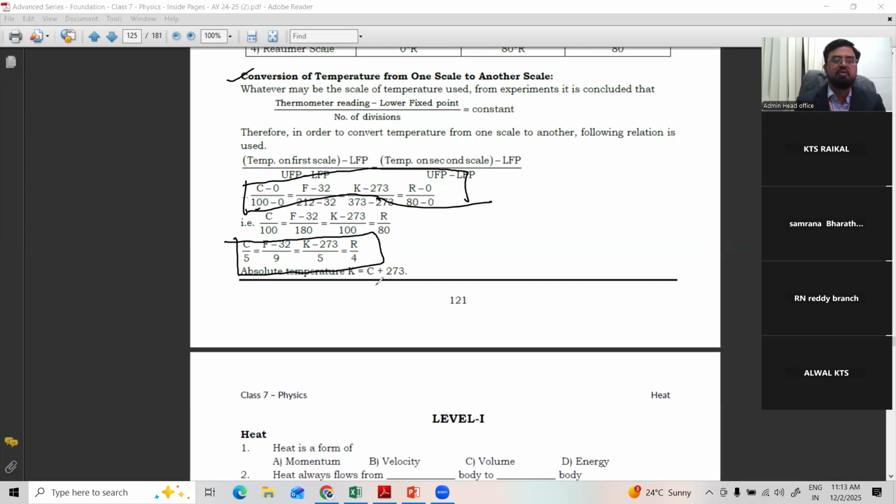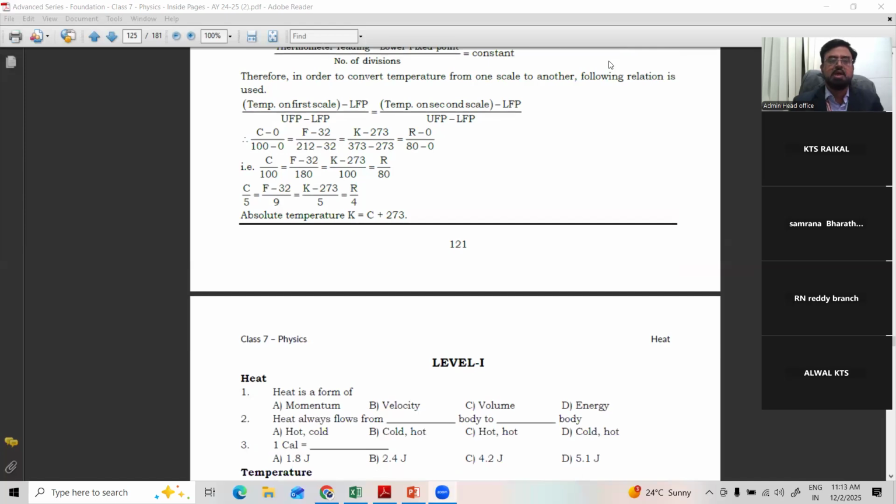Any scale can be converted into any scale by using the relation which we have seen in the video. Right? Clear? So that is the total conversion of systems. For example, I'll give some more examples. Suppose they ask one wonderful question: at what temperature? Very interesting question.